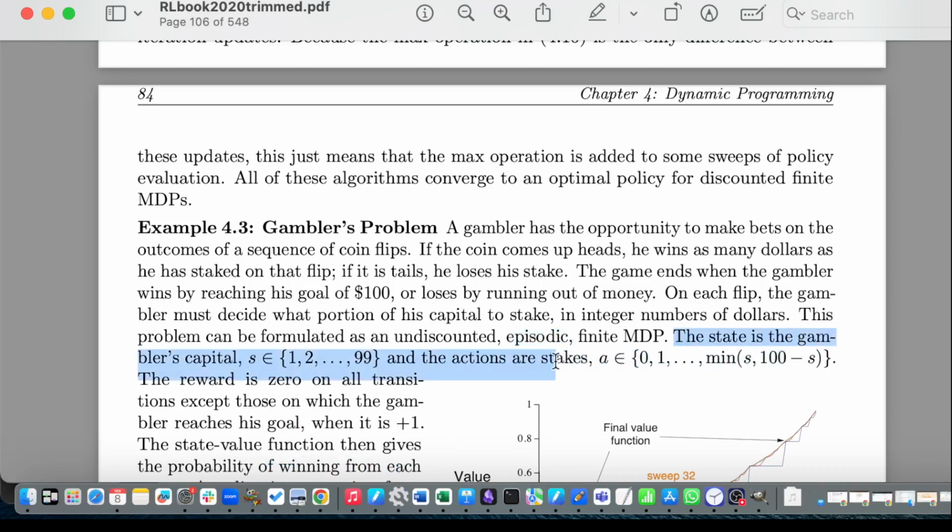And here is what they told us. They told us the state space and the actions. So the state space is the gambler's capital, how many dollars they have, and they're using S between 1 and 99.